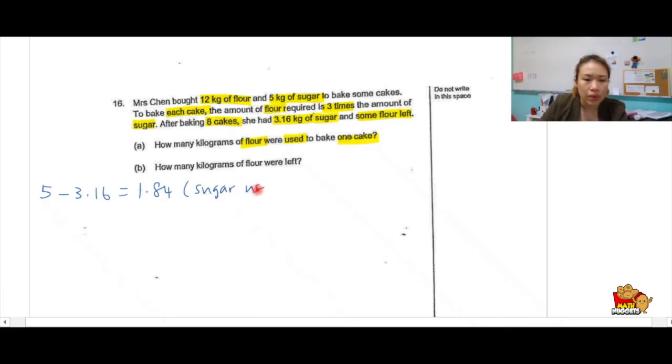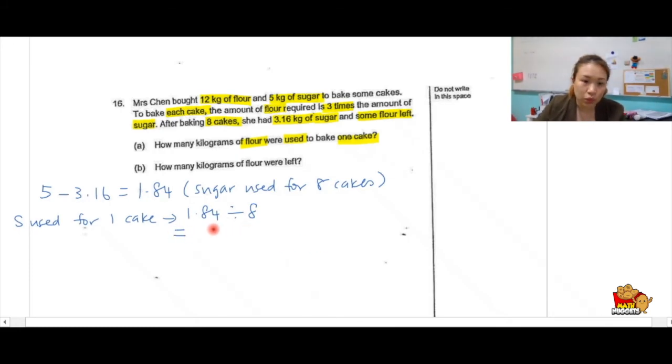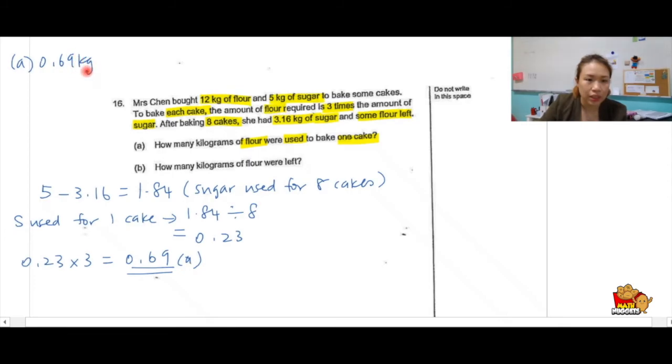Sugar used for 8 cakes, right? So now I'm gonna write sugar used for 1 cake. That will be 1.84 divided by 8. 0.23. So the flour used was 3 times the amount of sugar used for 1 cake. So then I will take 0.23 times 3, 0.69. That will be the answer for part A. The amount of flour, sorry, my bad. The amount of flour required for 1 cake. So this is 0.69 kg.